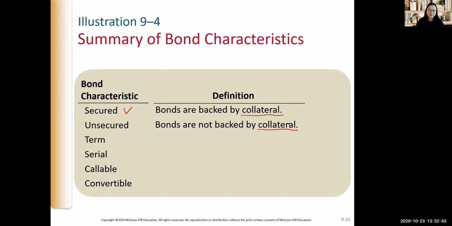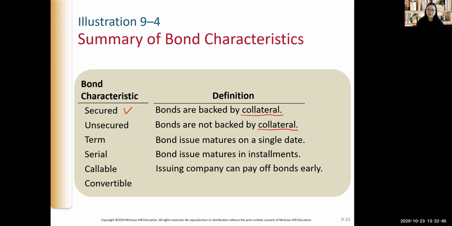A term bond means the bond is issued with maturity at a single date, meaning that you pay interest along the way, but you have to pay everything back at the end. So say you borrow $1 million and the $1 million is due 10 years from that day. All of a sudden, you pay everything off.